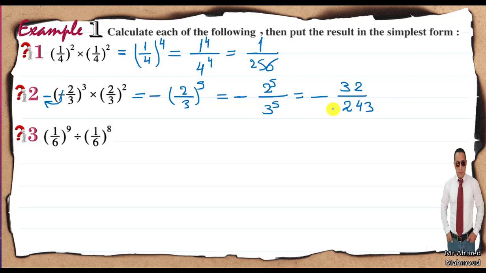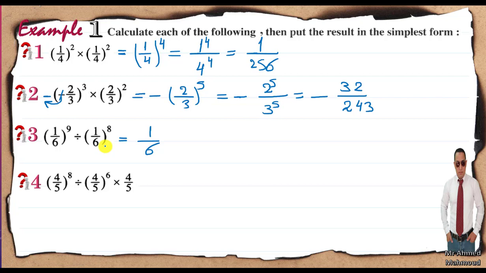1 over 6 to the power of 9 divided by 1 over 6 to the power of 8. Because we have the same base, I'm going to subtract the powers. 9 minus 8 equals 1, so it will be 1 over 6 to the power of 1.